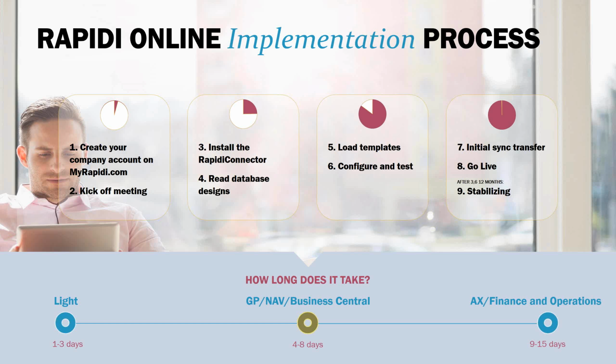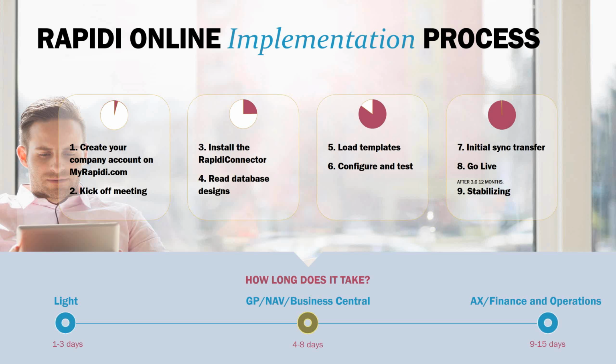How long does it take to implement the RAPIDI Online solution? I made a little chart here of what it typically takes. If you are on Dynamics GP, NAV, or 365 Business Central, it's typically around 4 to 8 days, everything included from our side. So it can be a very slim process. It can be quoted on time and material or as a fixed price.